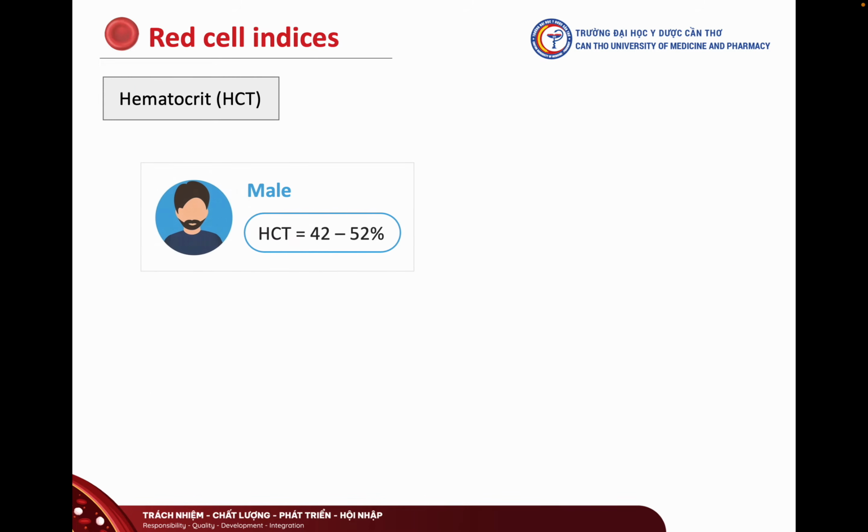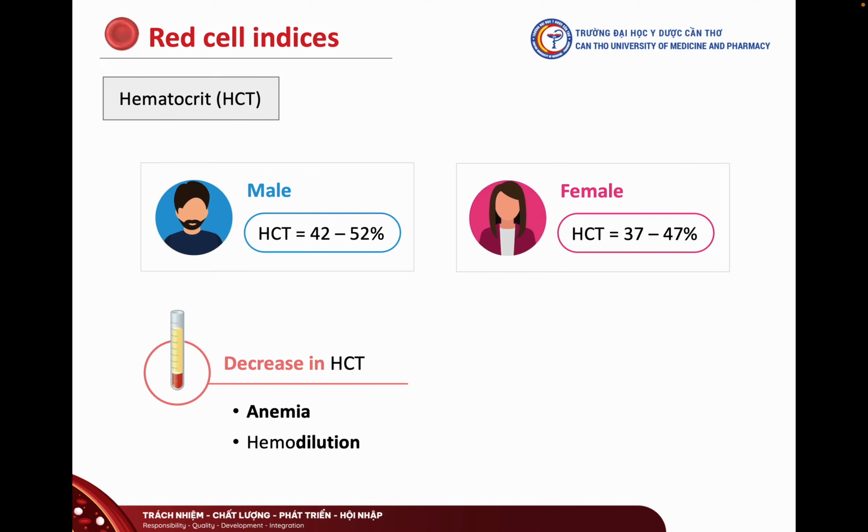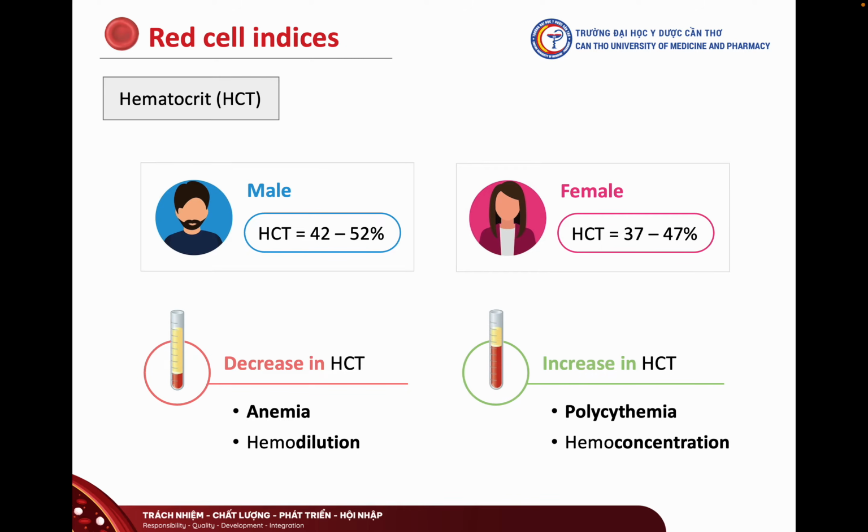And in healthy adults, the normal hematocrit ranges from 42% to 52% in males, and 37% to 47% in females. A decrease in the HCT can reflect anemia, but it may also result from hemodilution, such as in pregnancy, or fluid overload. An increased HCT may be due to polycythemia, or sometimes due to hemoconcentration, like in dehydration.